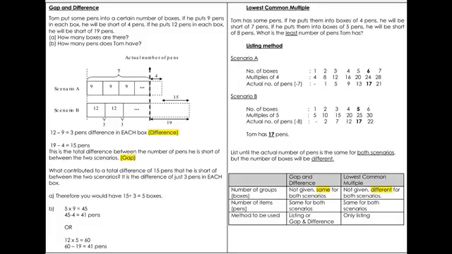If he puts 9 pens in each box, he will be short of 4 pens. If he puts 12 pens in each box, he will be short of 19 pens. So how many boxes are there, and how many pens does Tom have?